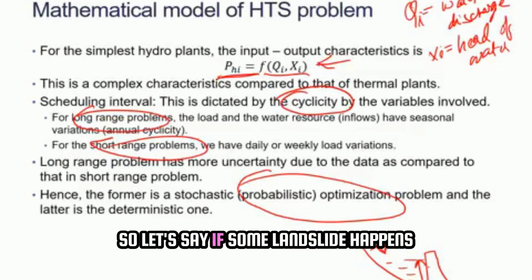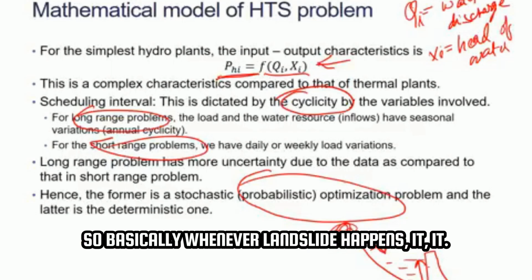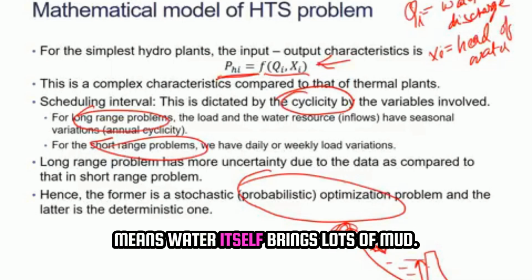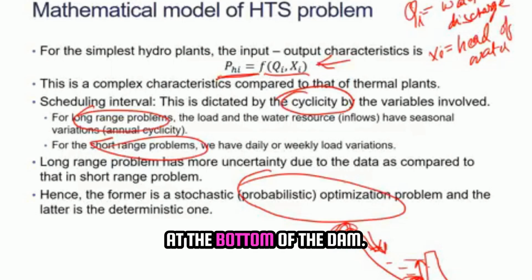Exactly. So let's say if some landslide happens on the upstream of the river, whenever a landslide happens, the water becomes very muddy, which means the water itself brings lots of mud. Because the dam will hold the water, it will not allow the water to move. So basically all the sand gets accumulated at the bottom of the dam, and this is actually a big issue of hydropower plants.